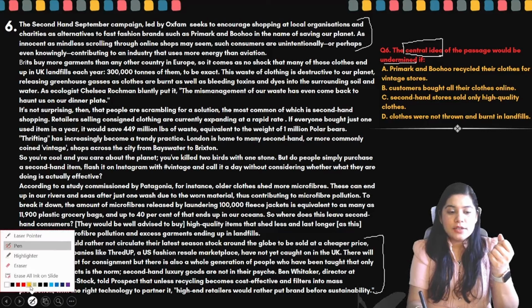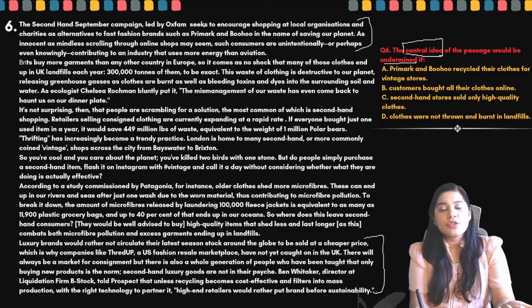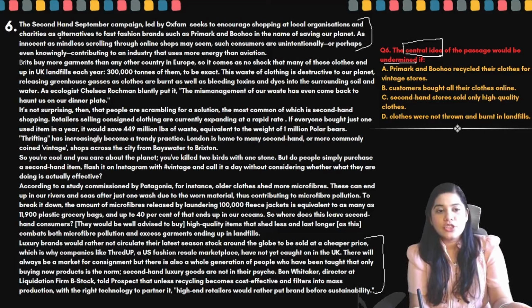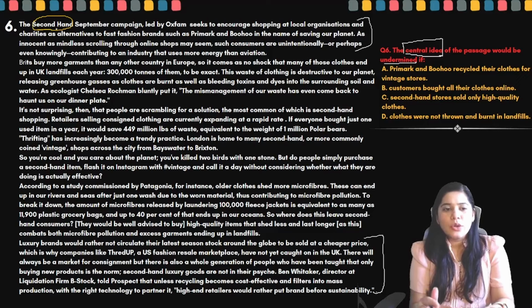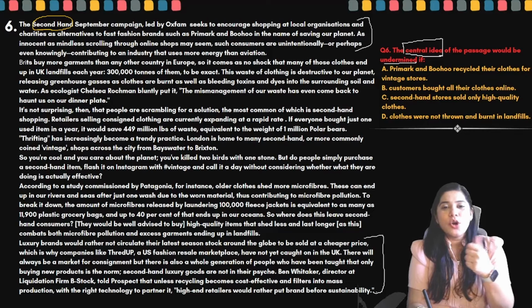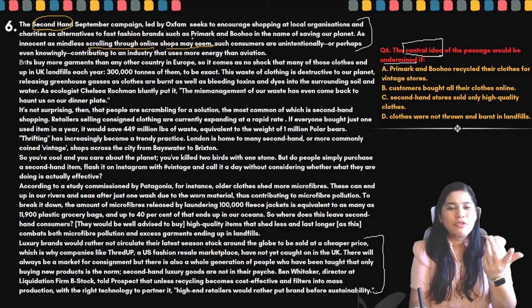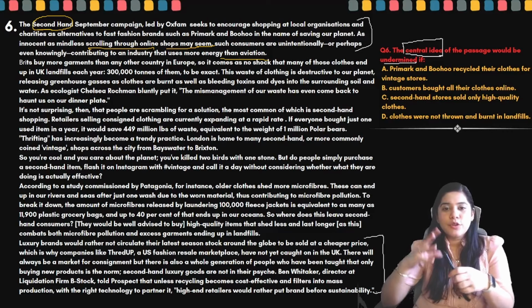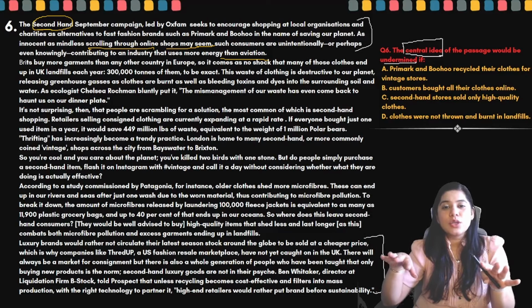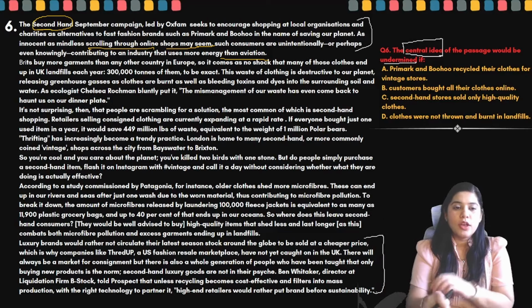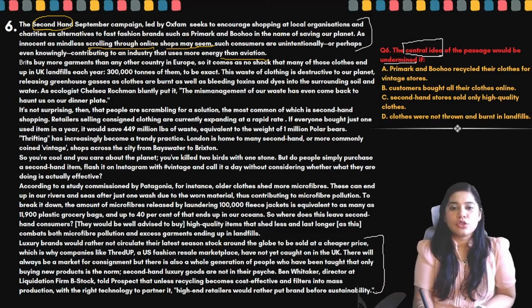The first paragraph states that the Second Hand September campaign led by Oxfam seeks to encourage shopping at local organizations and charities as alternatives to fast fashion brands such as Primark and Boohoo, in the name of saving our planet. Generally online we scroll through many shops, we don't end up buying, but through this unintentional scrolling we're actually contributing to more pollution compared to aviation, right? Basically because the internet also comes from electricity, and to generate electricity it requires fossil fuels, so just randomly using the internet is also creating a lot of pollution. It's not an eco-friendly thing. The Second Hand September campaign is happening at local shops.